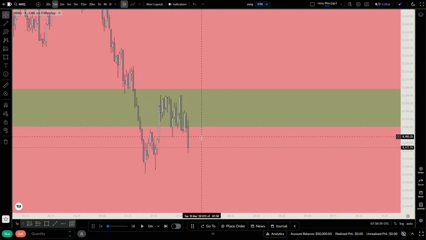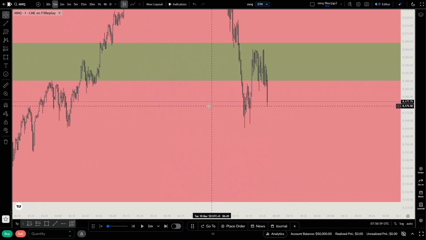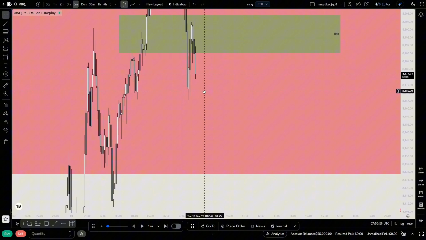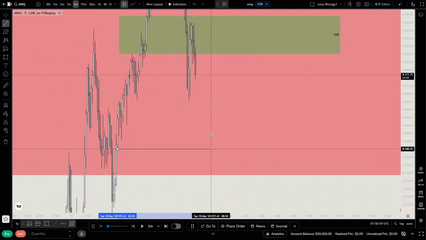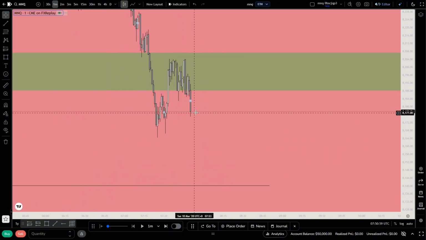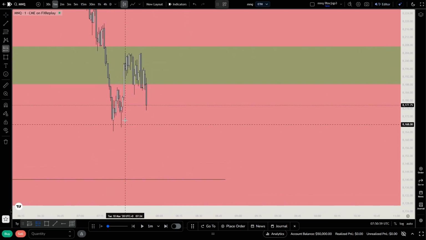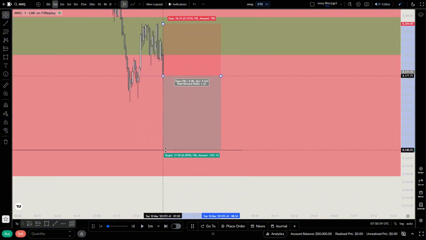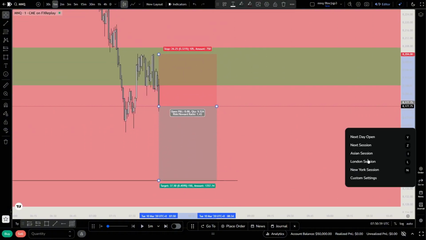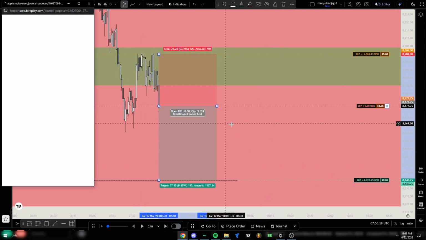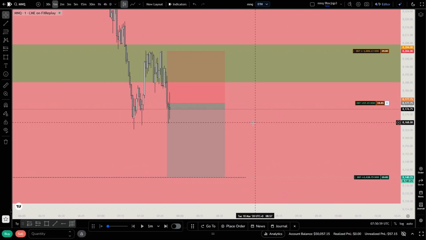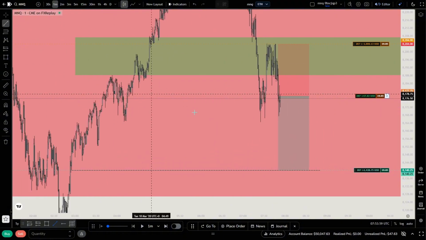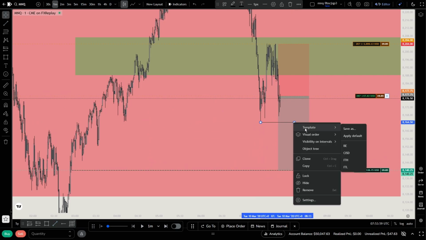Let's see. Where'd I go? There's this 5 minute right here. Target that. Stop up here. Target down here. 1 to 4. Risking 2% for 1,000. My break even would be around right here, this is my break even point.